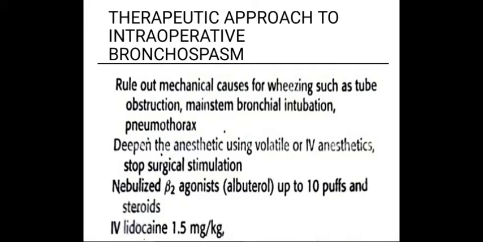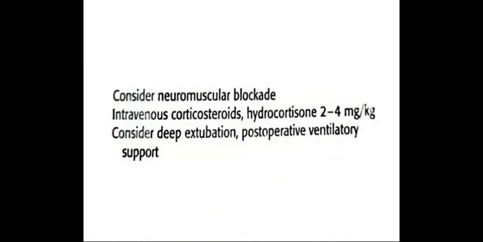And nebulize with beta 2 agonist, albuterol, up to 10 puffs, and steroid. And we can give IV lignocaine. The dose is 1.5 milligram per kg. This is the therapeutic approach to intraoperative bronchospasm. Then consider the neuromuscular blockade. Give intravenous corticosteroids in the form of hydrocortisone. The dose of hydrocortisone is 2 to 4 milligram per kg, and we should consider deep extubation and postoperative ventilatory support. These are the therapeutic approaches to intraoperative bronchospasm.